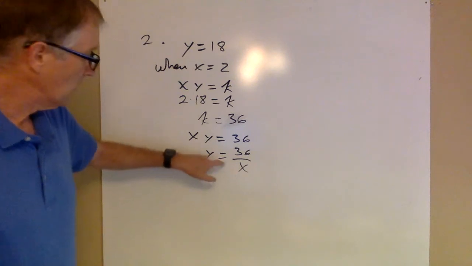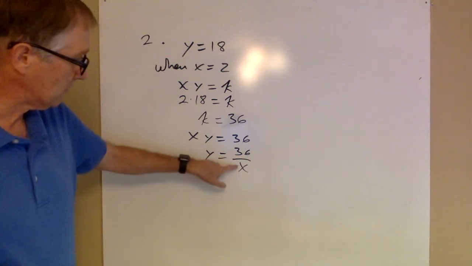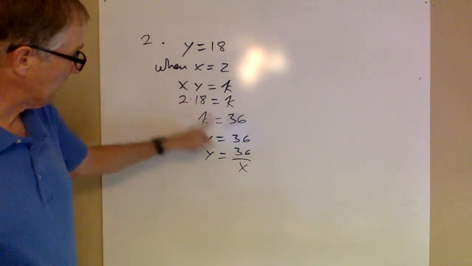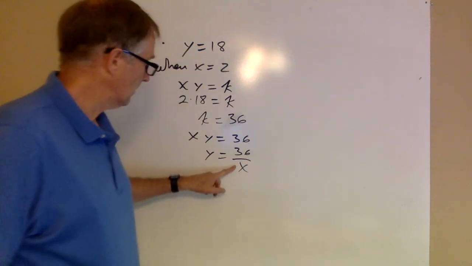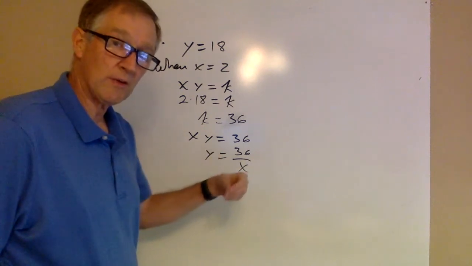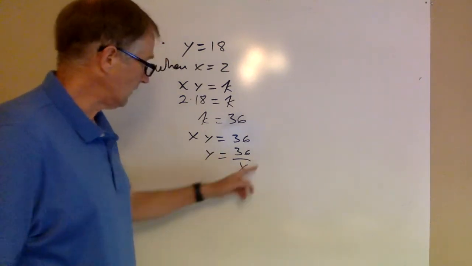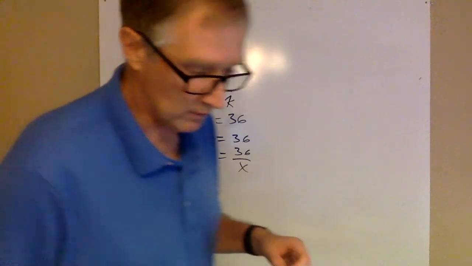One more time. When I solve for y, x comes over to the other side. I divide it through by x, x ends up in the denominator. That's always an inverse relationship, as opposed to a direct relationship where y would vary directly with x, and x would be in the numerator. Okay, that would be a direct relationship.